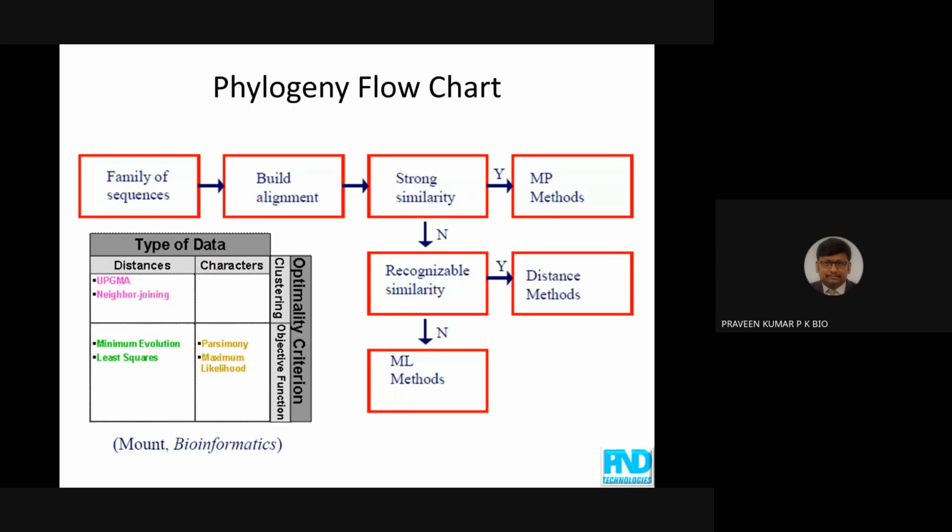There are two methods of phylogenetic tree construction. Number one is character based. Number two is distance based. This is extracted from the universal textbook Bioinformatics by Mount. Character based and distance based are the methods of phylogenetic tree construction.